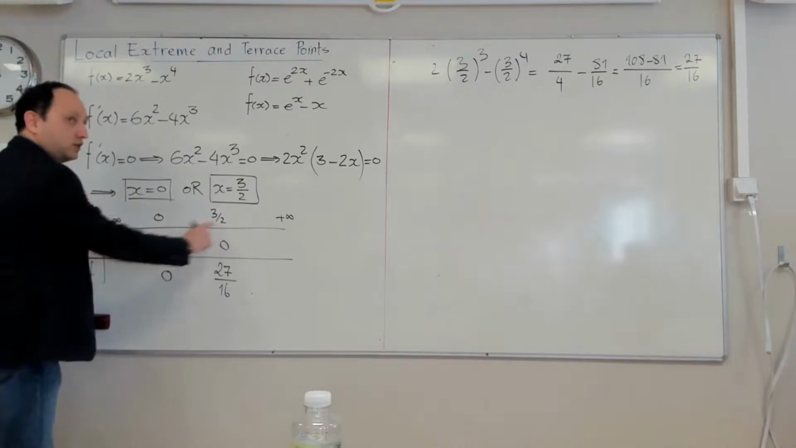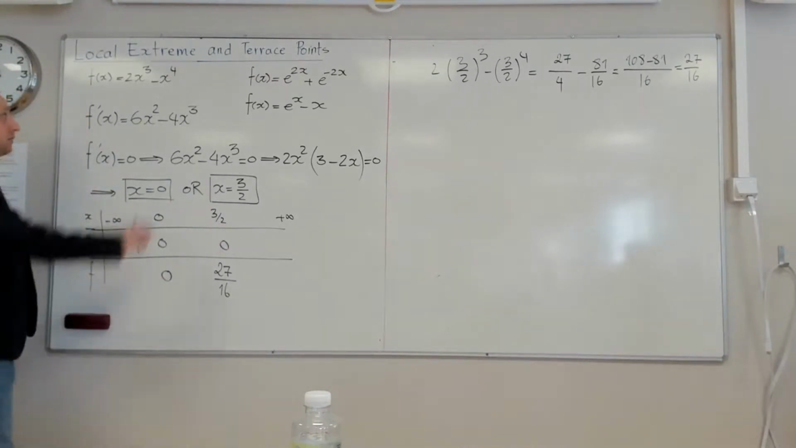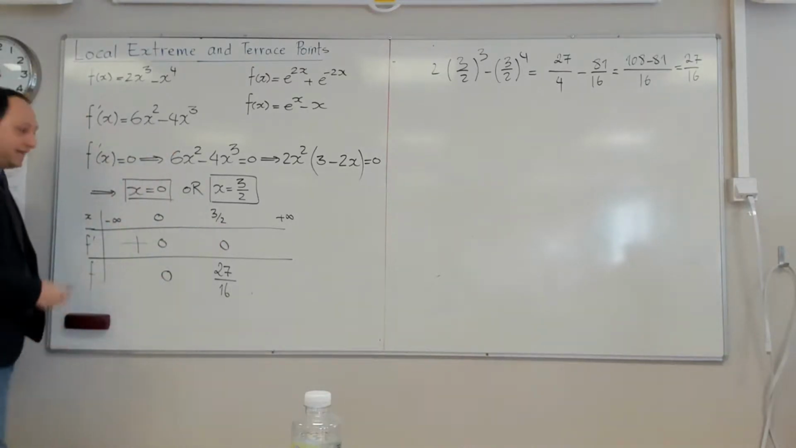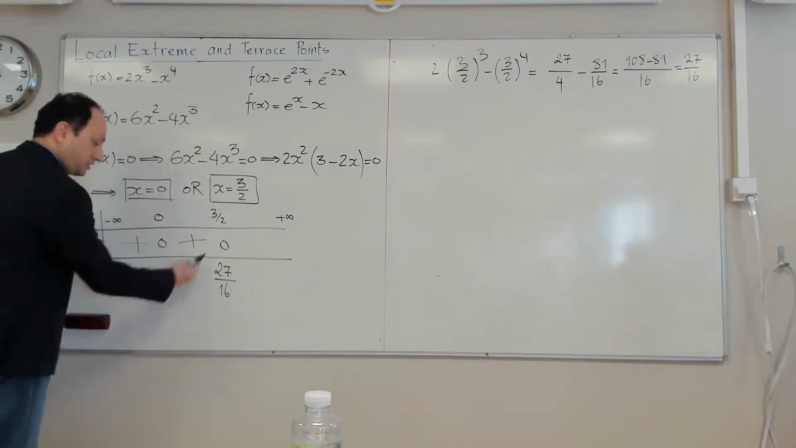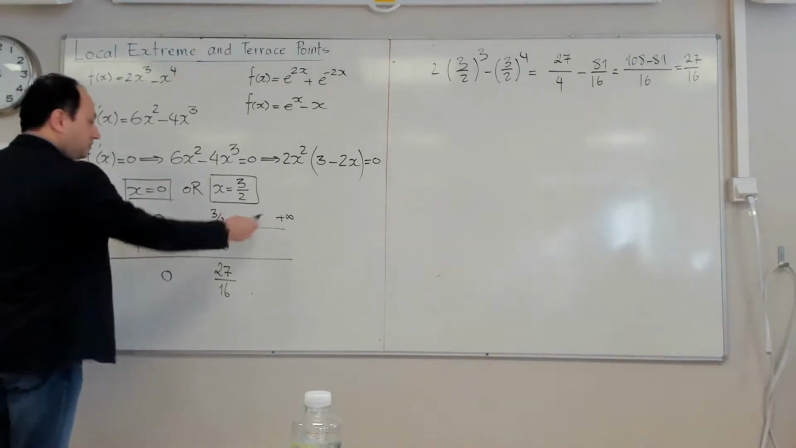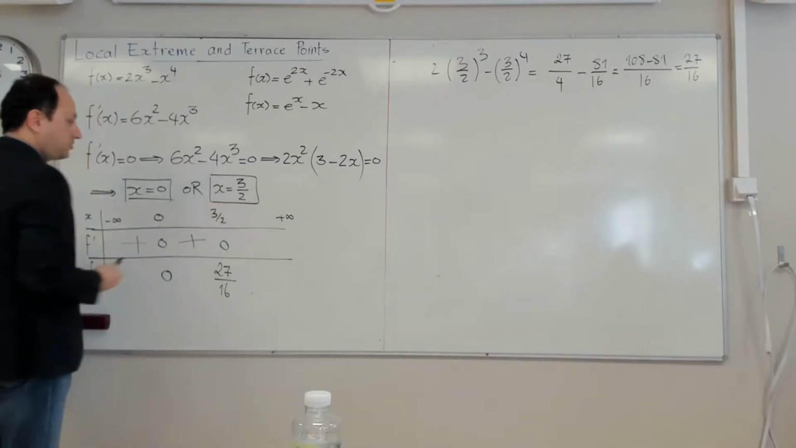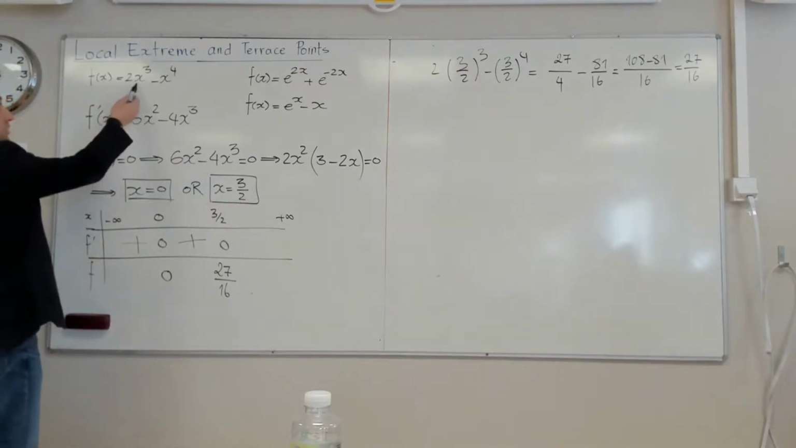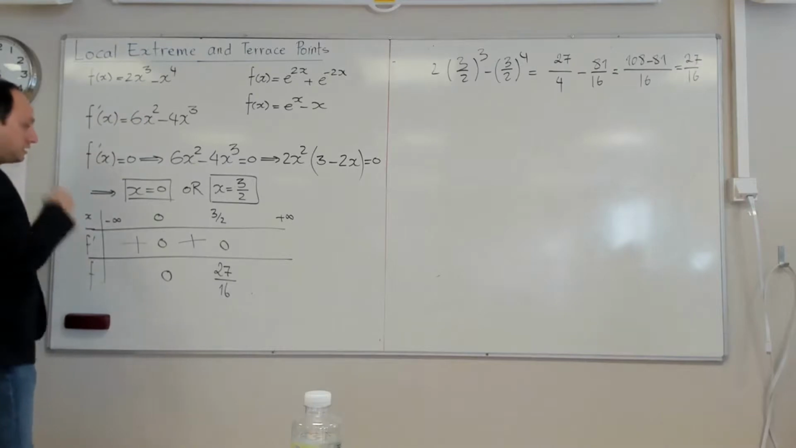Between 0 and 3/2, the best choice is 1. I put 1 here, 6 minus 4. Again positive. And the prediction was also correct. Do you remember? And then from 3/2 to infinity, I think the best choice is 2. Yes? If I put 2 here, it becomes 16 minus 16.